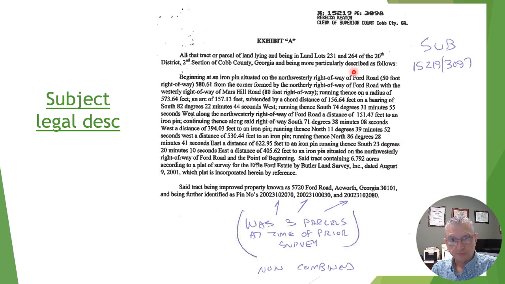Here's the legal description. Is this us? Oh my gosh. Is this our property? It probably is. 231-264. Big old clear right here, street address, 5720 Ford Road. Bingo, that was what our buddy the banker wants us to go survey. So we have found 5720 Ford Road. Now, what are we surveying?